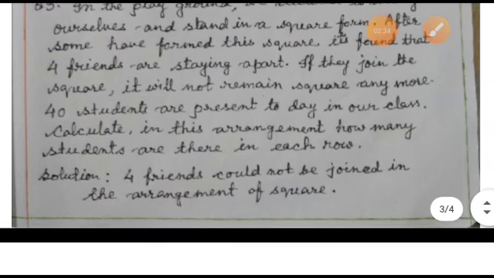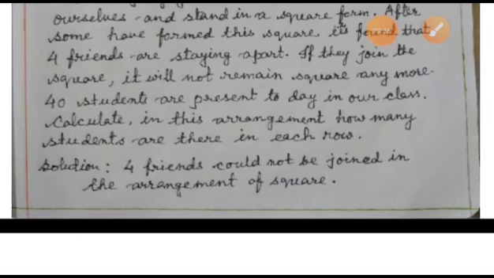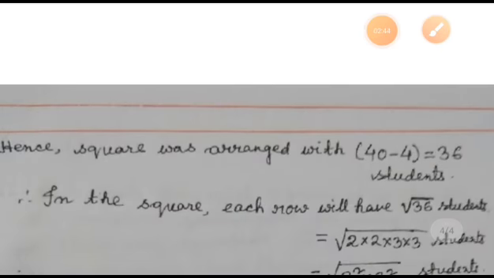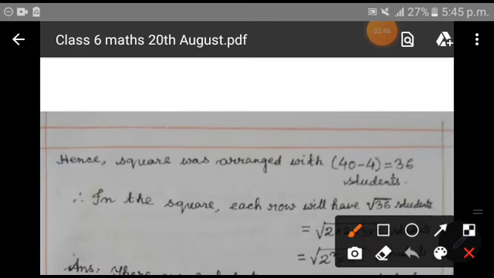So, here the total number of students present is 40 and 4 friends are extra. Means if we try to arrange the students in the form of a square, then we find that 4 students are extra. So, what is the actual number of students needed so that the arrangement can be made in the form of a square array? Here, from the total number of students present, we subtract 4. So, 40 minus 4 is 36 students. So, in the square, each row will have root over 36 students.